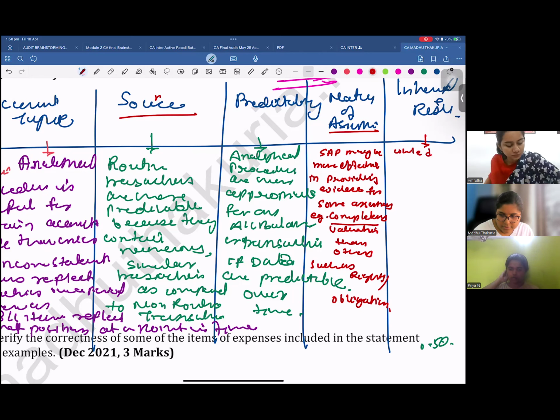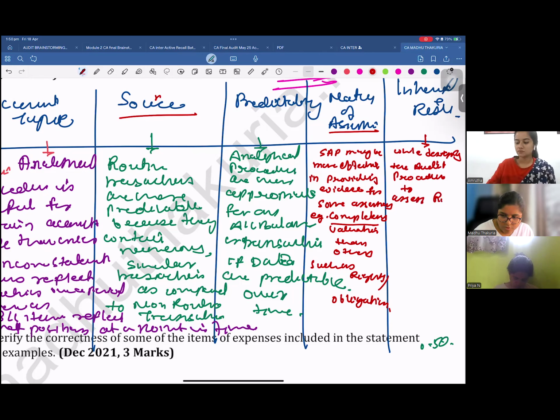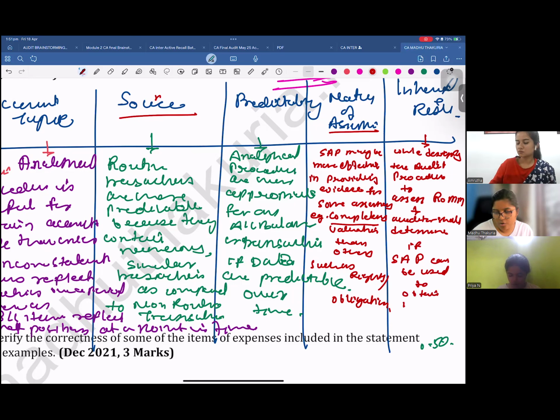So while designing the audit procedure to assess risk of material misstatement, auditor shall determine if a substantive analytical procedure can be used to obtain audit evidence.